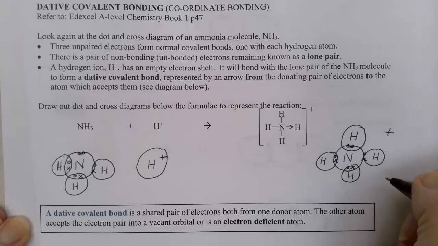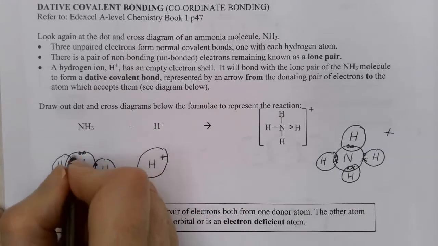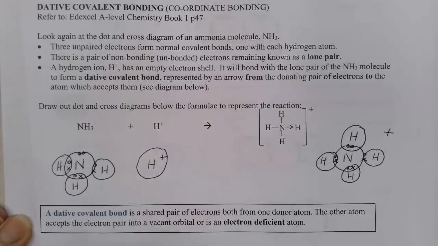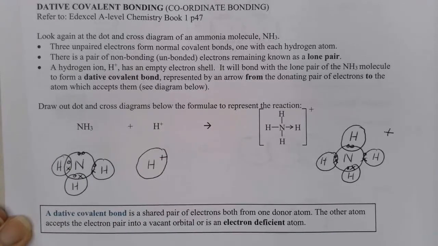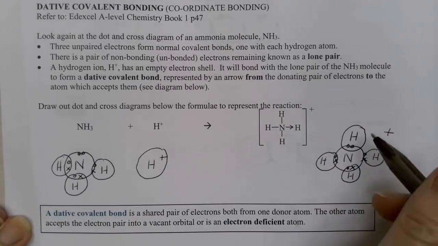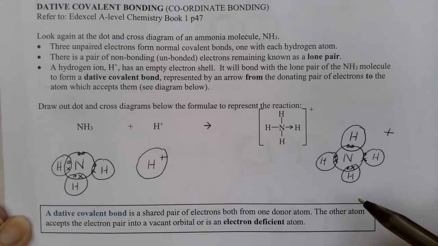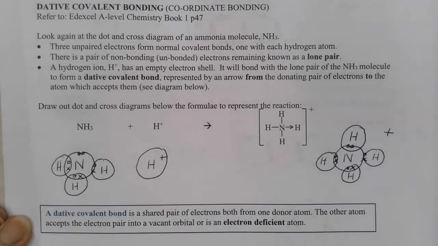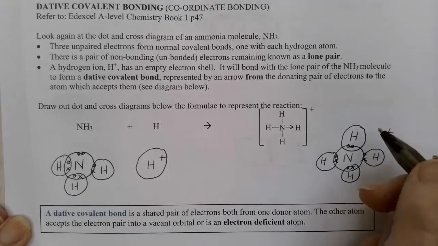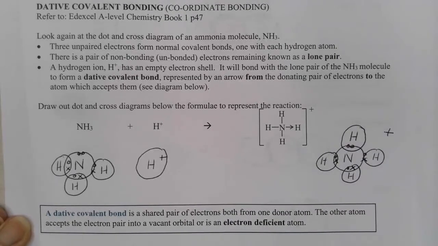So 2 things you need for a dative covalent bond. You need that pair of electrons which is able to be donated, and you need somewhere for them to be donated to, in other words a vacant orbital or an electron deficient atom. Electron deficient simply means it's not got a complete outer shell, and it makes it much more stable, is this configuration. Now, the other thing to remember here is once you've actually formed this dative covalent bond, it is identical to a normal covalent bond. You can't tell the difference between the 2 of them. So I don't know actually, looking at it, which one of these hydrogens is forming the dative covalent bond.